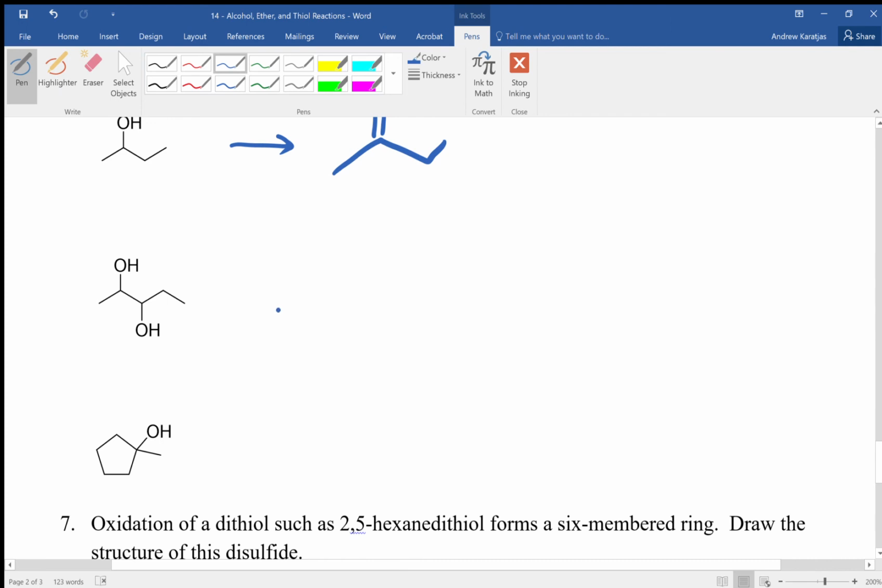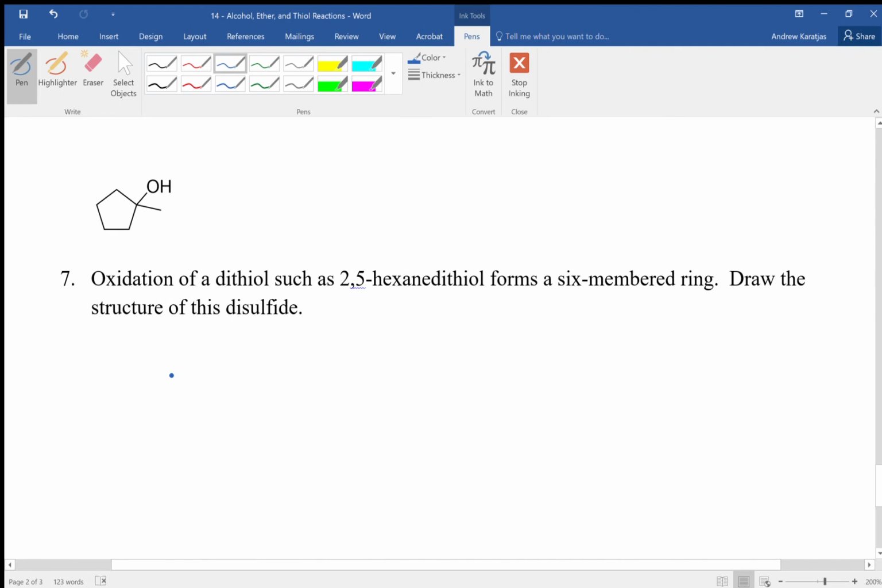The second one, being secondary, has to form the ketone. Same type of situation in this third one. We have secondary alcohols, they get oxidized to ketones. And finally, this last one is a tertiary alcohol. Remember, oxidation requires us removing a hydrogen from the carbon that has the alcohol. Since that carbon has no hydrogens on it because it's tertiary, that cannot be oxidized and we'd get no reaction to take place.